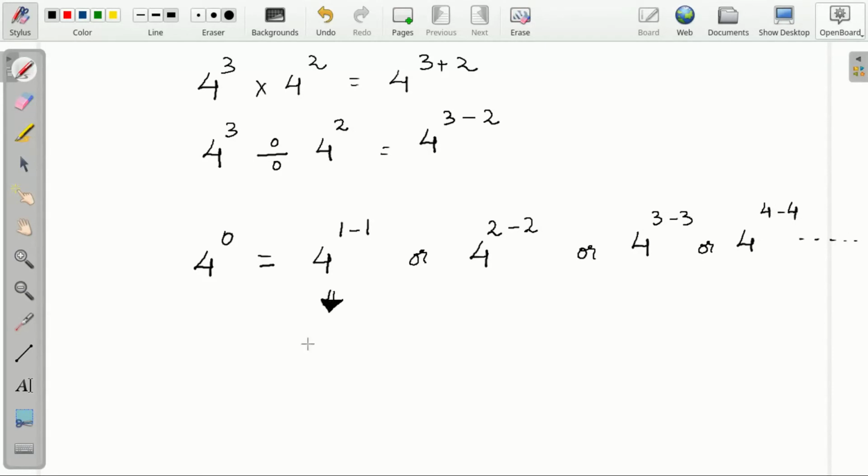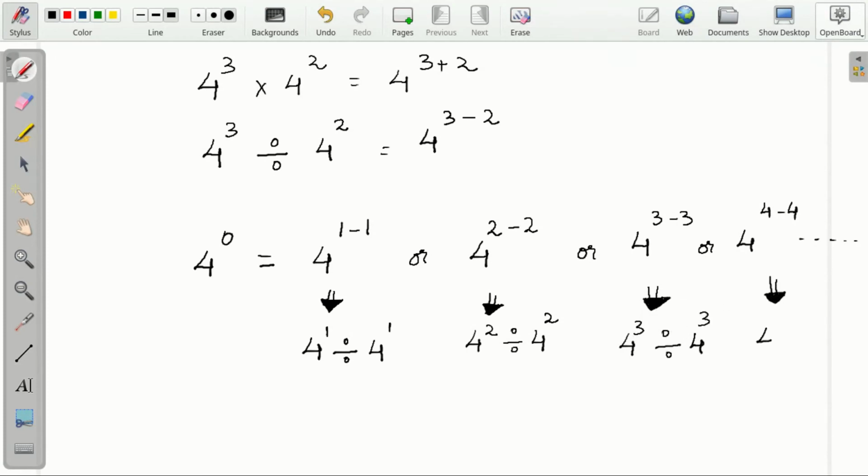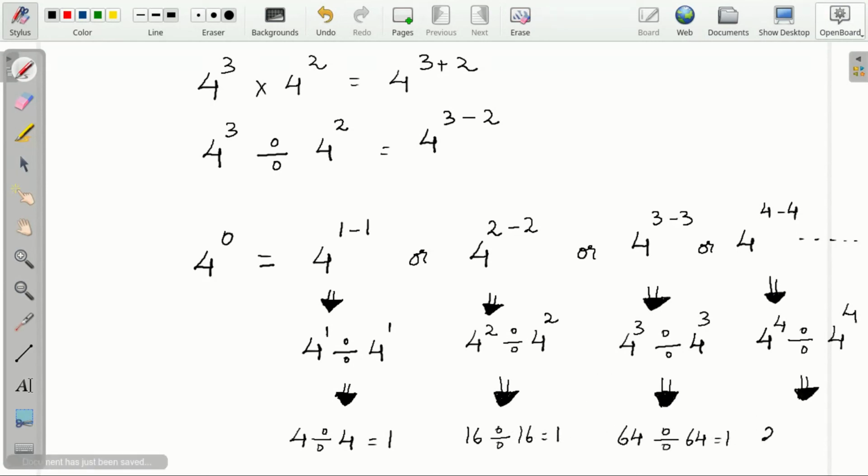4 power 1 minus 1 is 4 power 1 divided by 4 power 1. 4 power 2 minus 2 is 4 power 2 divided by 4 power 2. 4 power 3 minus 3 is 4 power 3 divided by 4 power 3. And 4 power 4 minus 4 is 4 power 4 divided by 4 power 4. And so 4 divided by 4 is 1, and 16 divided by 16 is 1, 64 divided by 64 is 1, and 256 divided by 256 is 1.